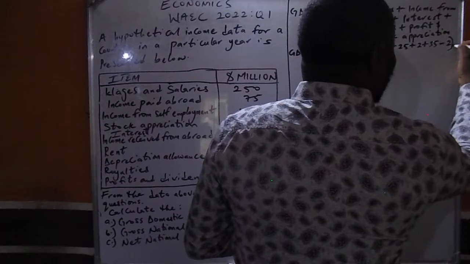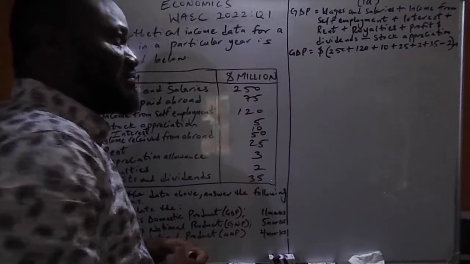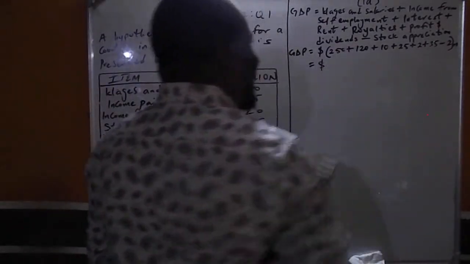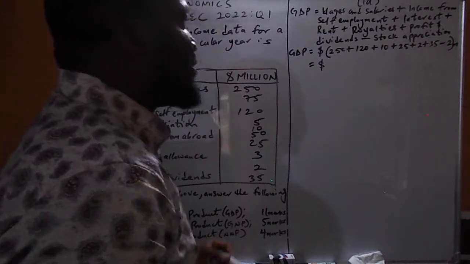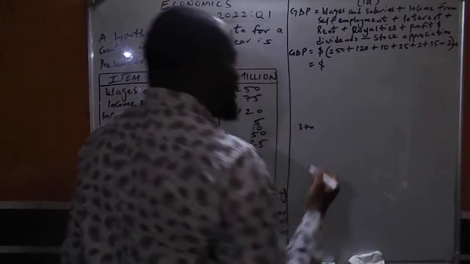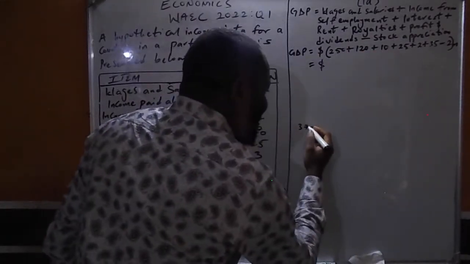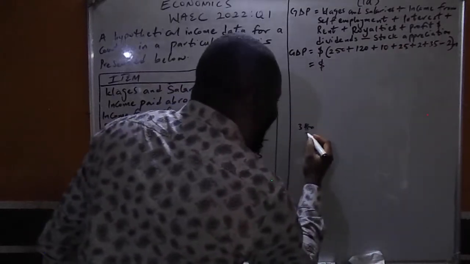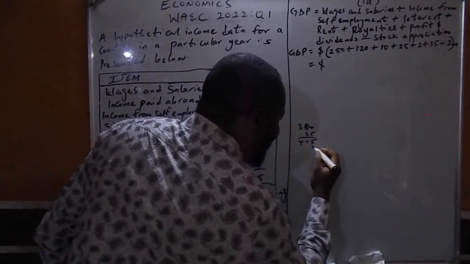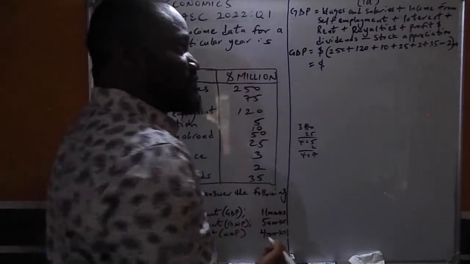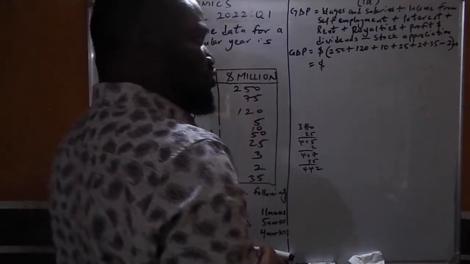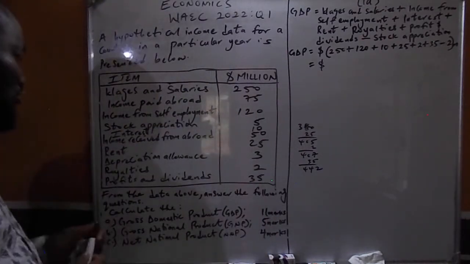Don't forget your million. The M is representing million, which equals to 250 plus 120. Put your dollar. 250 plus 120, you have what? You have 370. You can do your rough work like this. 370 plus 10, that will give you 380. Plus 25, you have 405. Do you see it now? Plus 2, you have your 407. Plus 35, you have your 442.